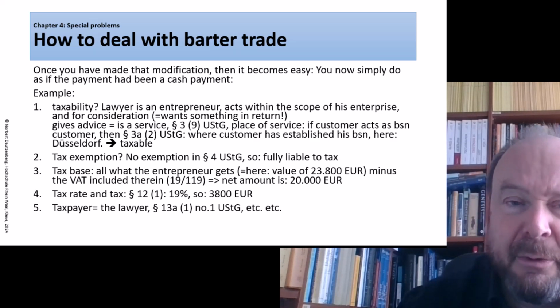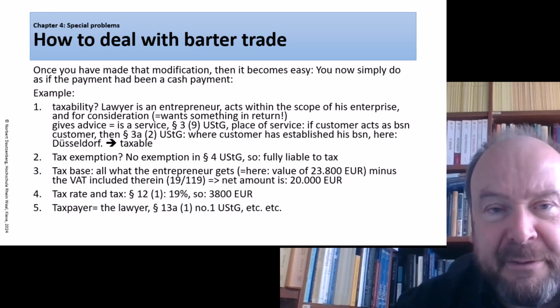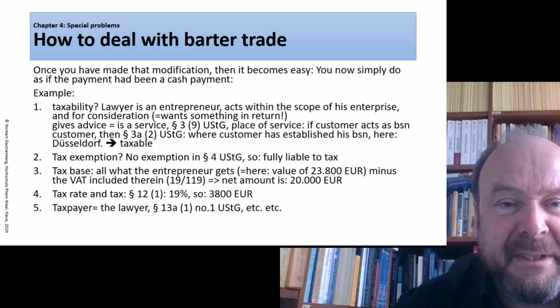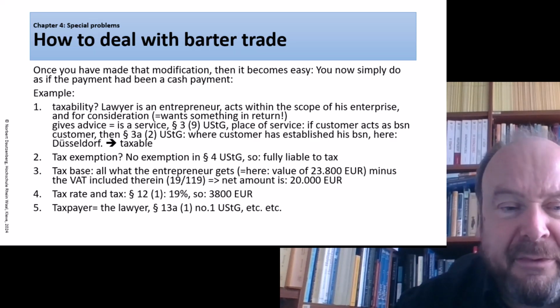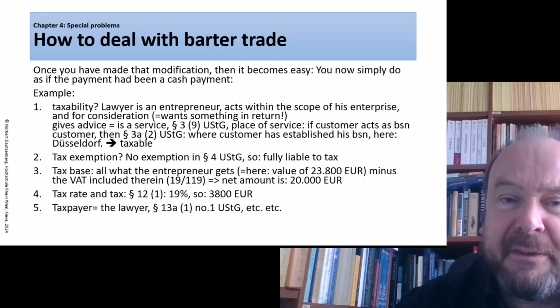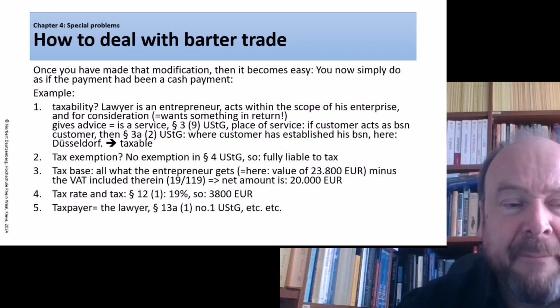3A2 is the usual rule where your customer is an entrepreneur. The place of the service is where the customer has established its business. So we end up with Düsseldorf. It's taxable because Düsseldorf is in Germany. There is no exemption, which we could see.